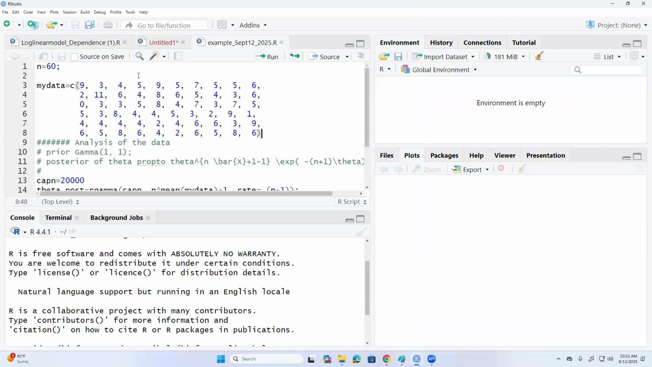Suppose you are given 60 observations, and this is your data set. Assume that observations are coming from a Poisson distribution. This is your observed data: 6 rows, and each row contains 10 elements. It is coming from a Poisson distribution, and we want to make inference about the Poisson rate parameter.